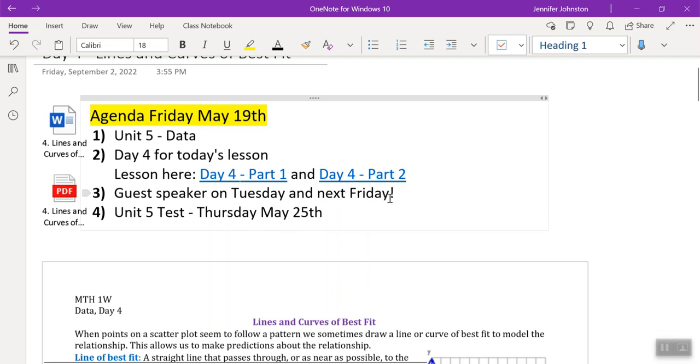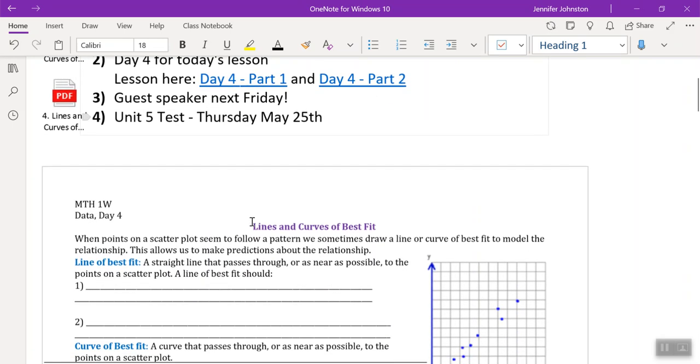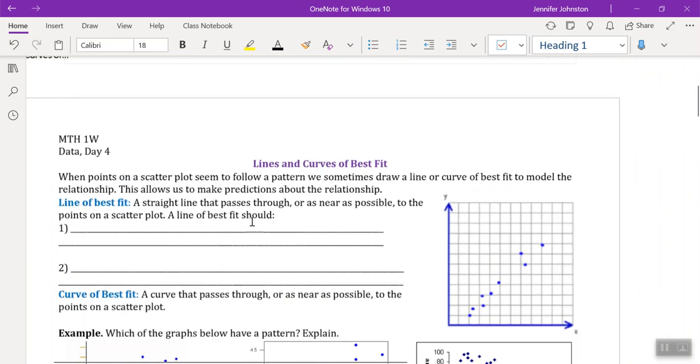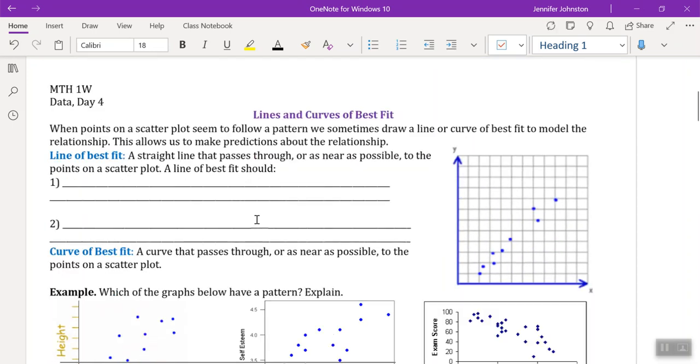Just to let you know, we're going to have a guest speaker next Friday, and our test is on Thursday, May 25th. All right, so please make sure you have your day 4 data sheet out.